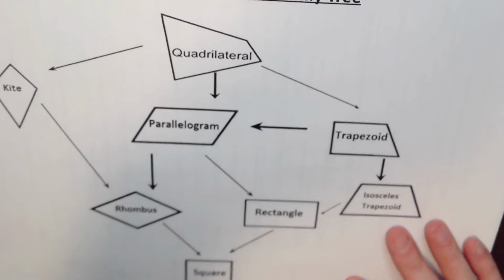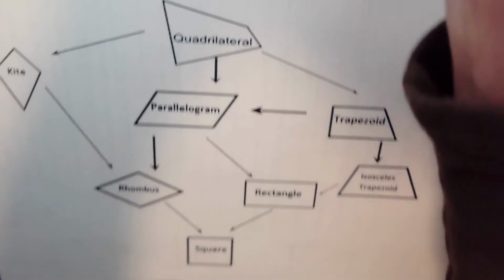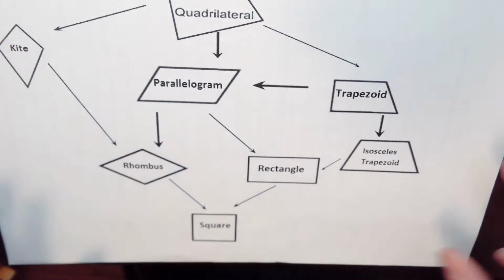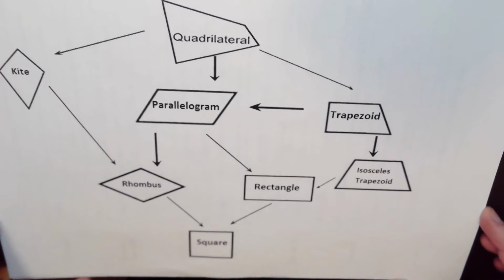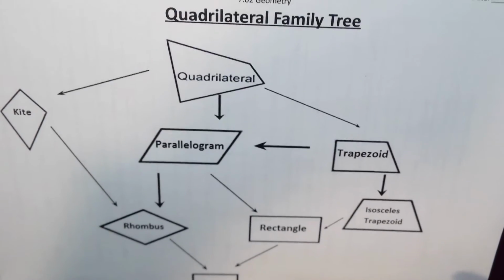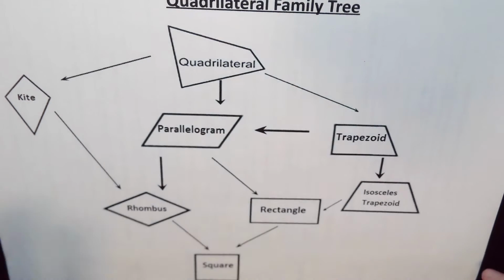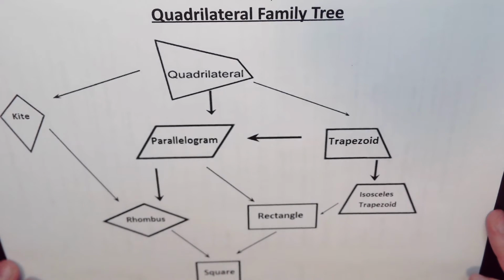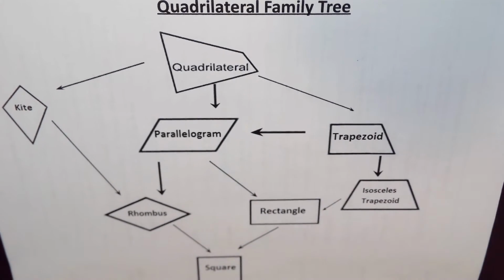All right, so we are on 7.02 today for geometry, and we're looking at our quadrilateral family tree. If I can get a good window here. So we're going to talk a little bit about how all these shapes are related to each other, which you guys have been seeing now for quite a few years since elementary school.